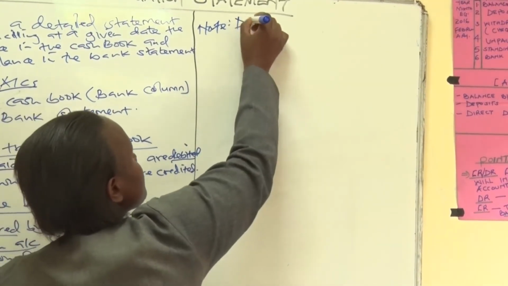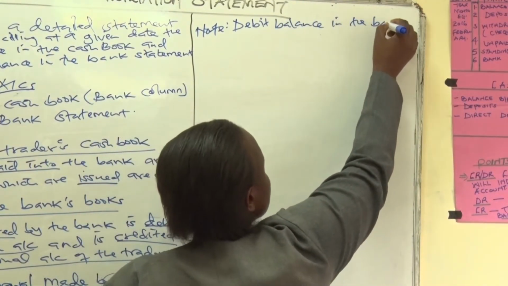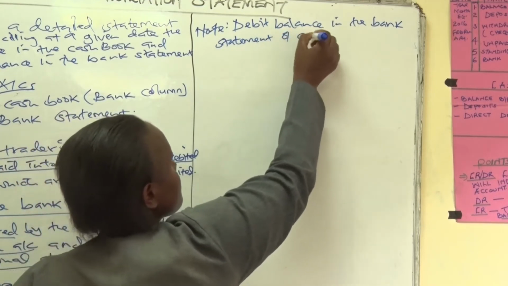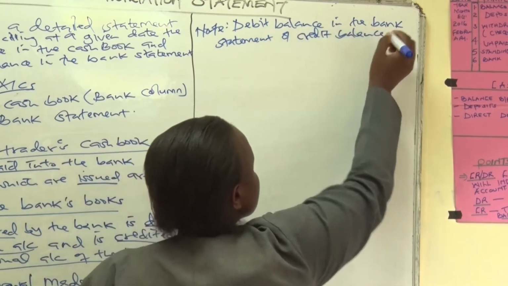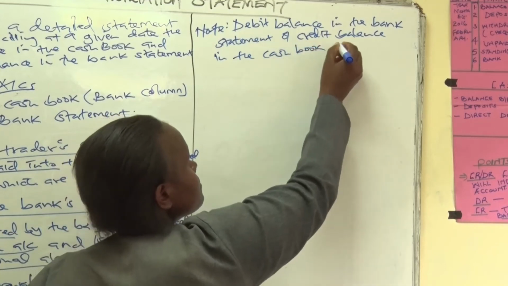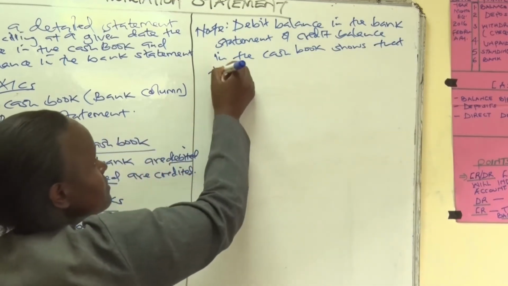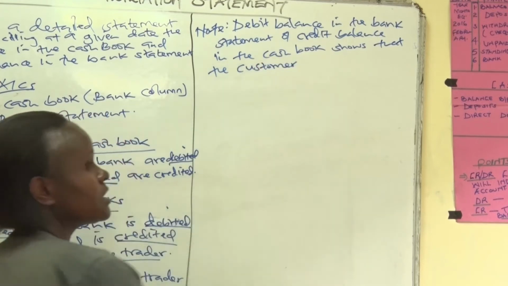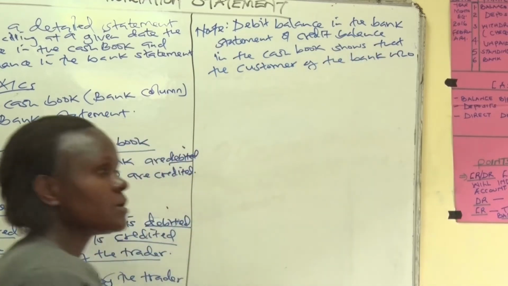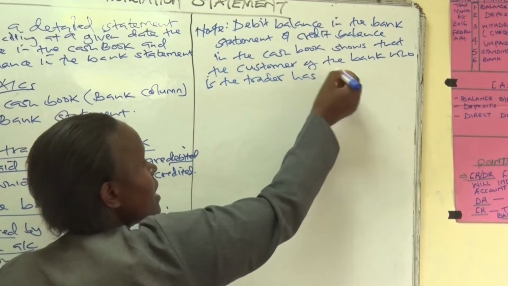So we have a debit balance in the bank statement, and the credit balance in the cash book, so that the customer of the bank, who is the trader, has a debt with the bank.